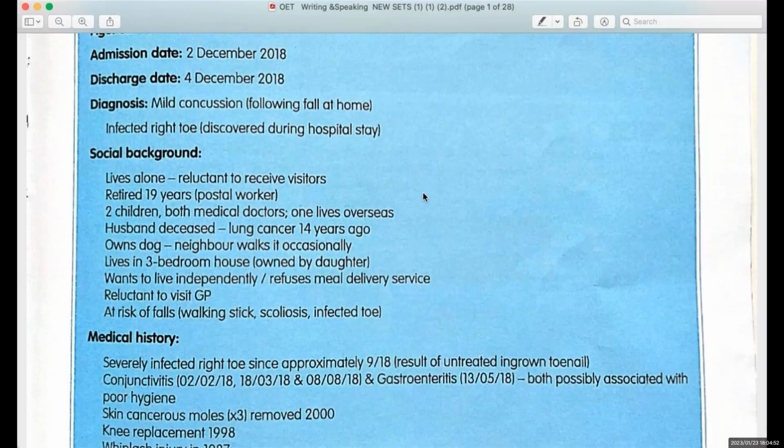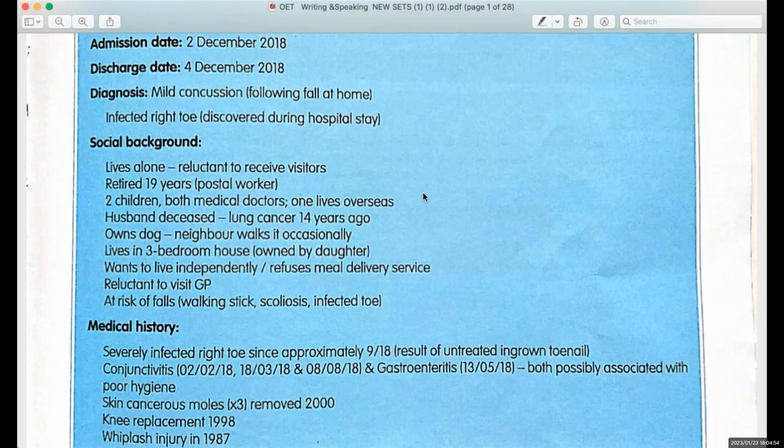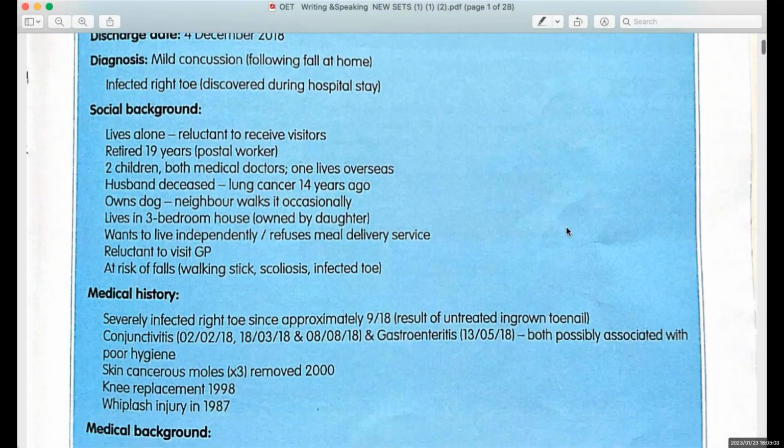Then we have reluctant to visit GP. So that means she's also denying medical intervention. She doesn't want to be intervened medically, right? Doesn't want to talk to the GP. GP, general practitioner, right? At risk of falls, walking stick, scoliosis, infected toe. Why is she at a risk of falling? Because of the walking stick. Then she also has scoliosis and then infected toe as well, right?